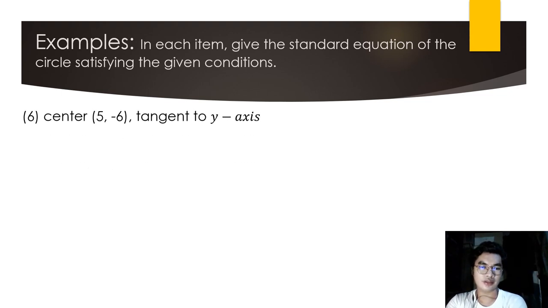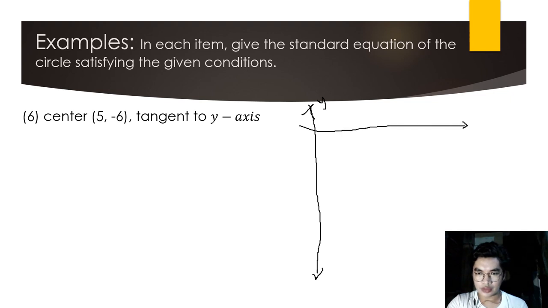Next one is center is 5, negative 6 and tangent to y-axis. So in order to understand and to get the standard equation of the circle satisfying that condition, the first thing we need to do is to sketch the graph. So how can we sketch the graph? Okay, so let us draw the Cartesian plane. Okay, so this is the y-axis. And this one is our x-axis.